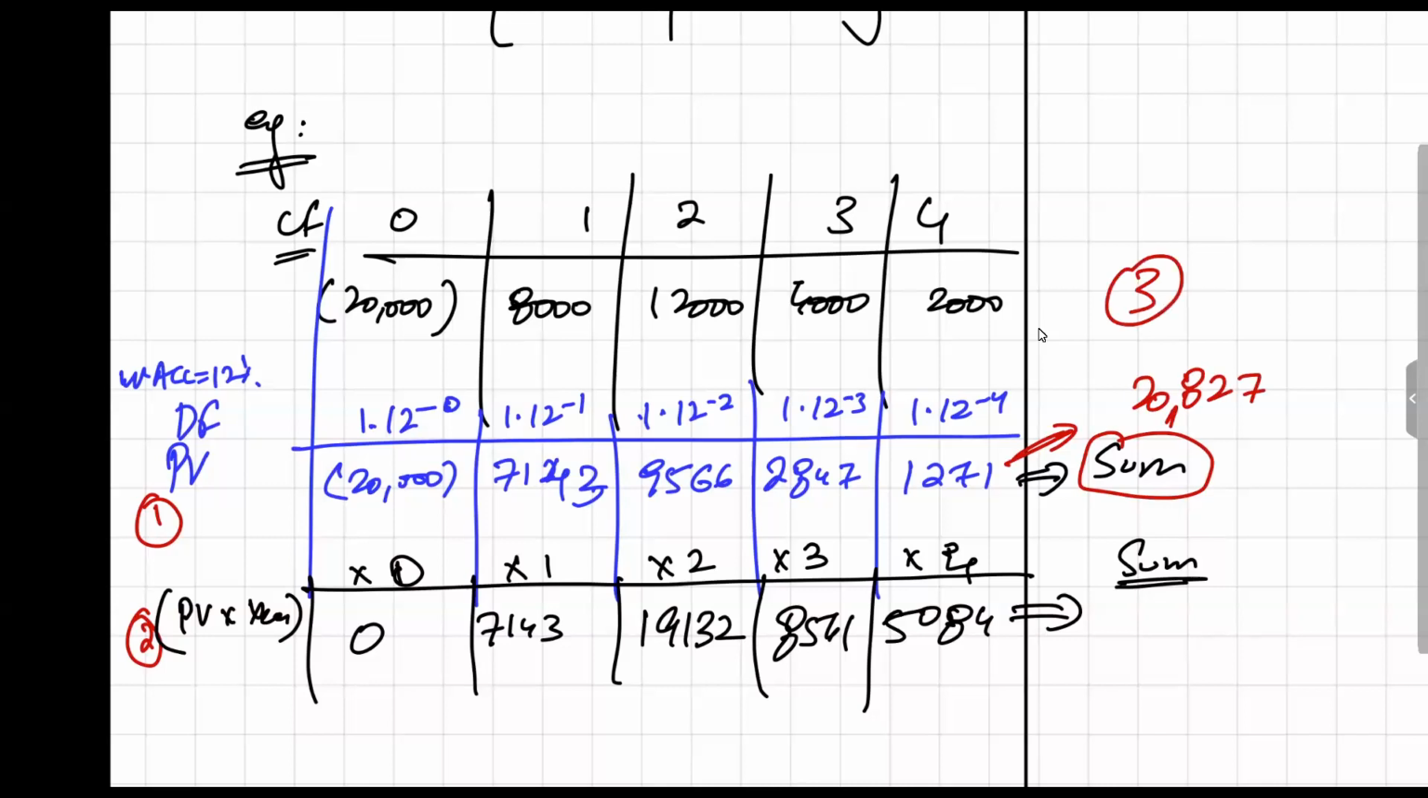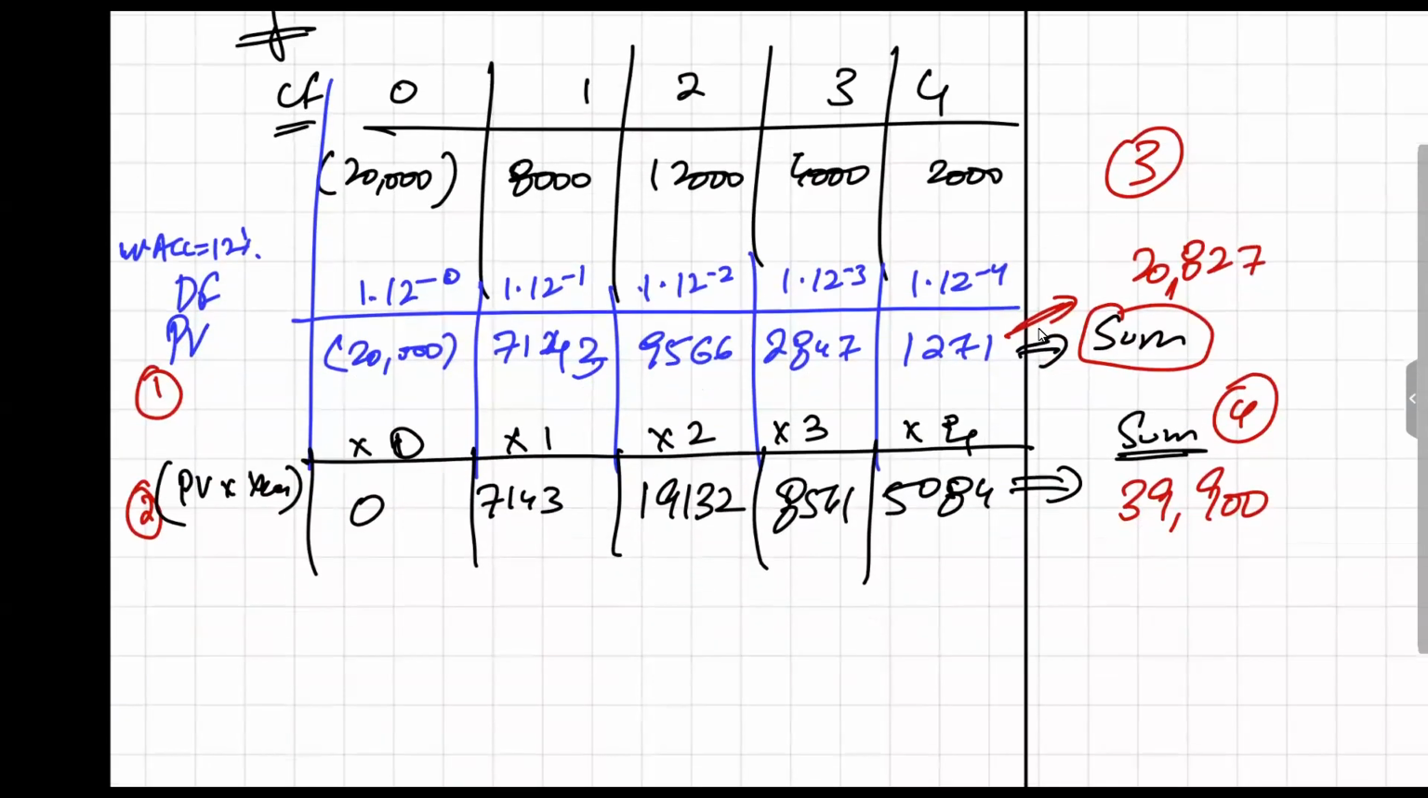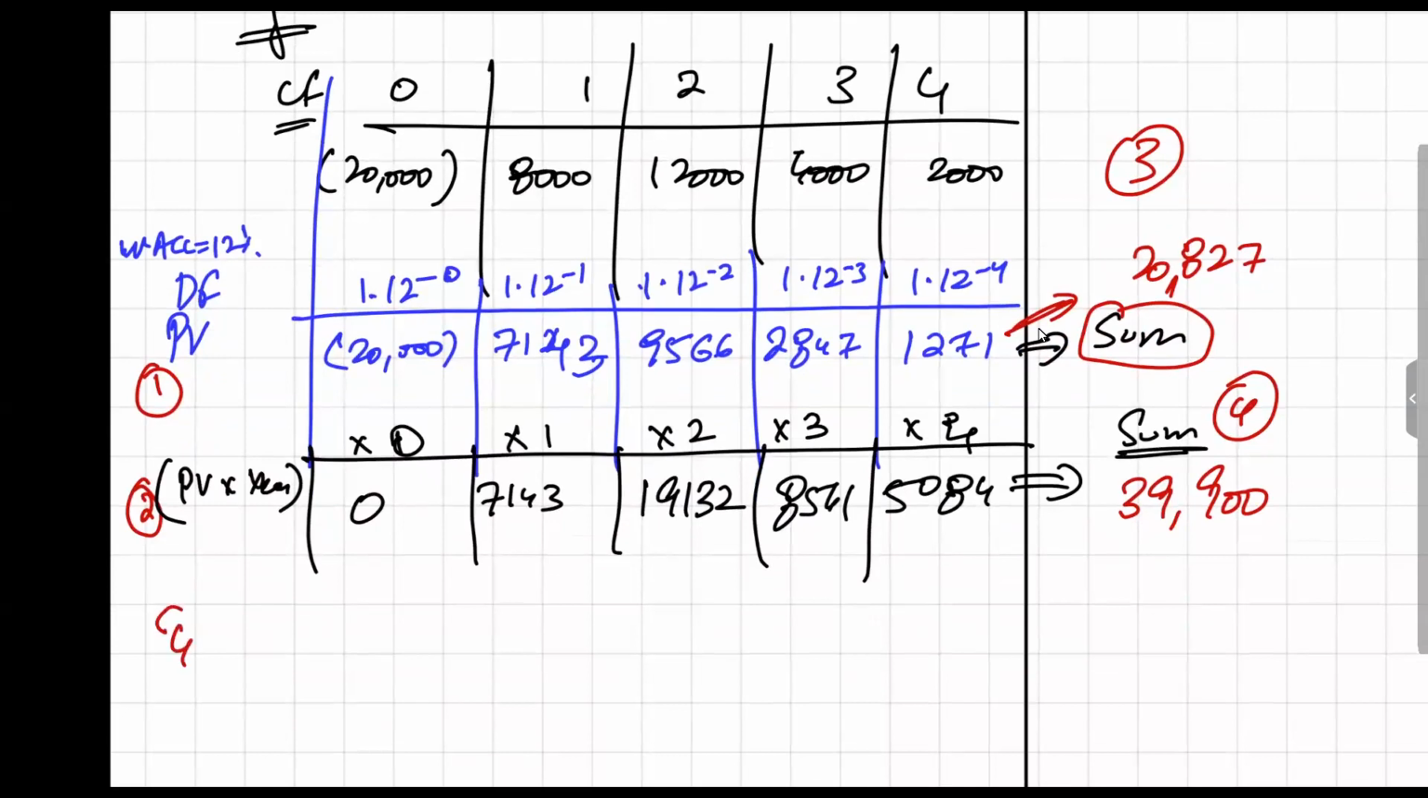This is step number three and step number four. This sum is going to be 7143 plus 19132 plus 8541 plus 5084. So this is going to be 39,900. Now step number five is to calculate the duration.